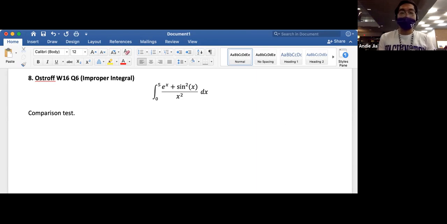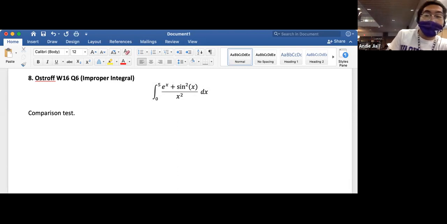With this one, it is hard to just read off because of the e to the x plus sine of x, squared, and you don't want to do a lot of messy integration by parts. Then we just need to do a comparison test, because you don't want to do two integrations by parts. So we just do the comparison test.